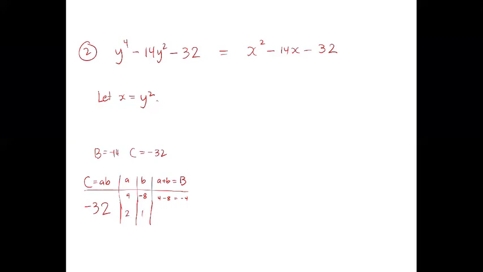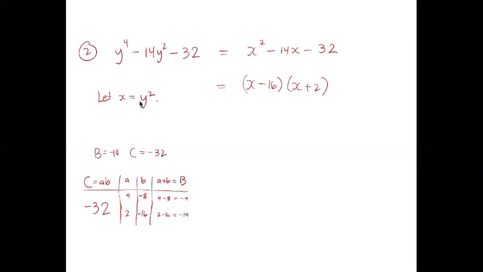But anyway, let's go to the pair that we actually need. We will have 2 and 16, and we'll put 16 as negative so that when we add them we get a negative number. If we actually add them, we will get negative 14. So this is the pair that we need, which means we will have x minus 16 times x plus 2.